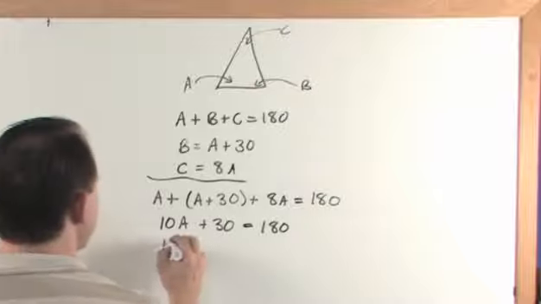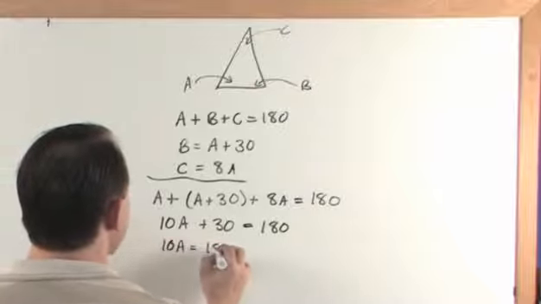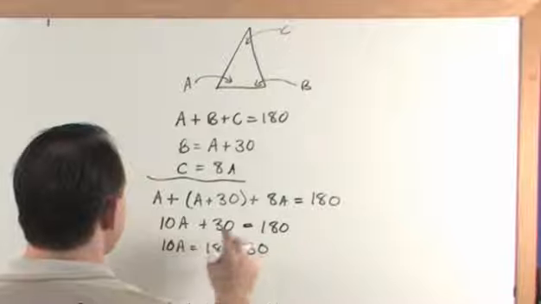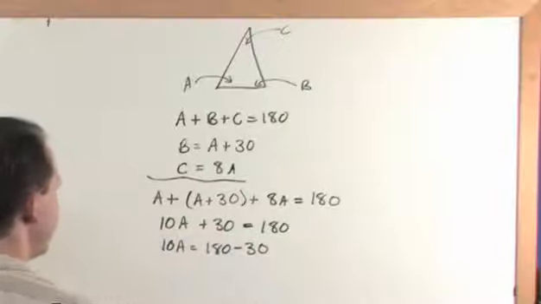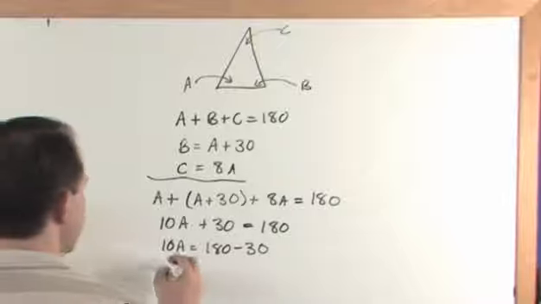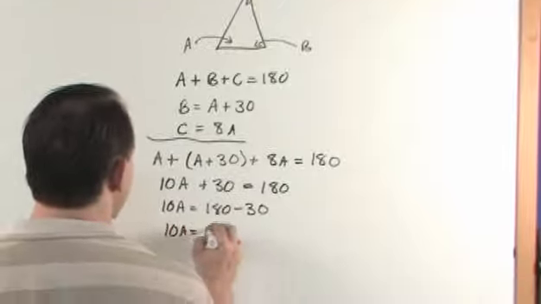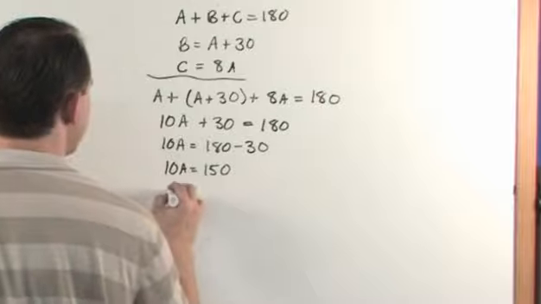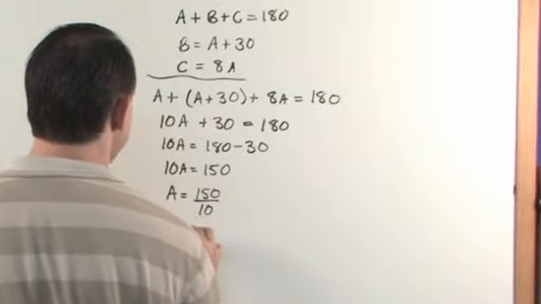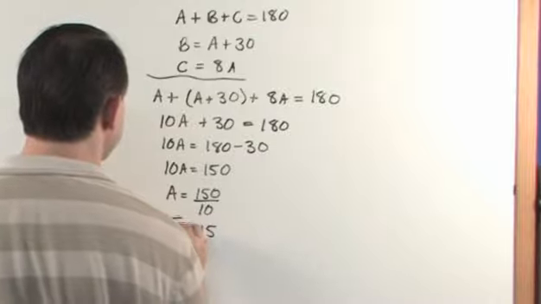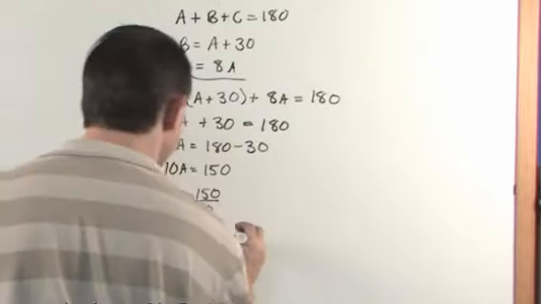So 10A is equal to 180 minus 30. I subtracted 30 from both sides. It disappears from this side, and it becomes 180 minus 30. So 10A is equal to 150. And then A is just 150 divided by 10. So A is going to equal 15 degrees.